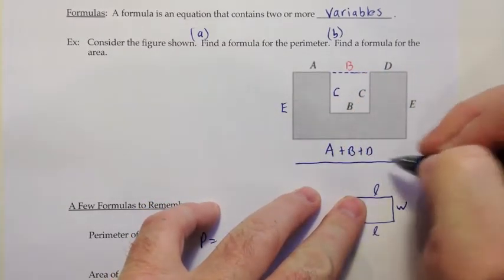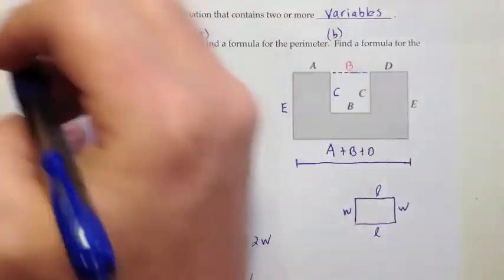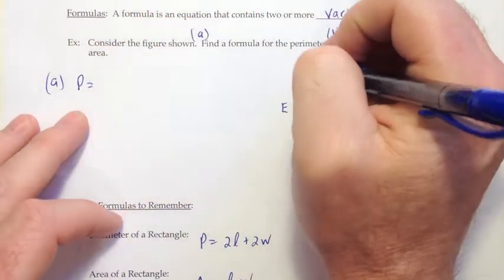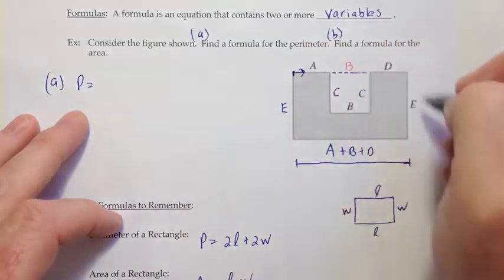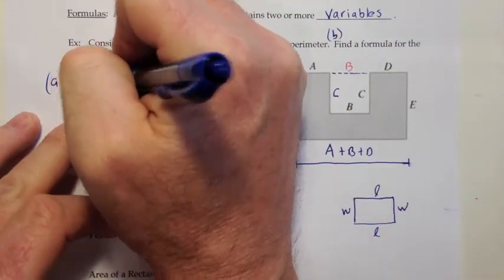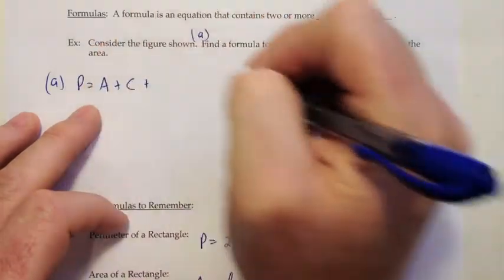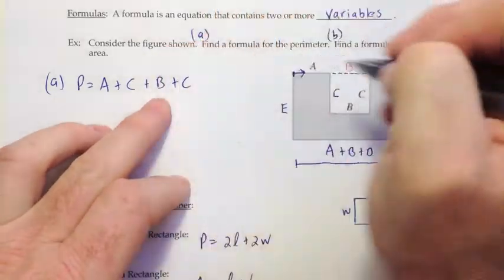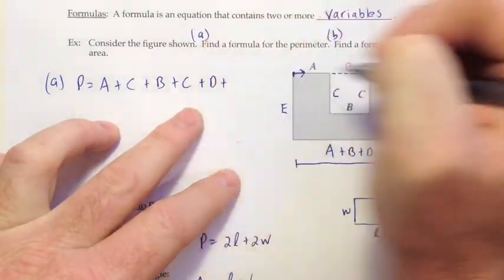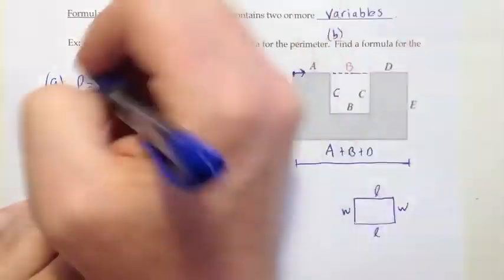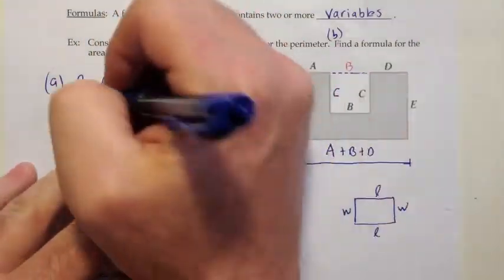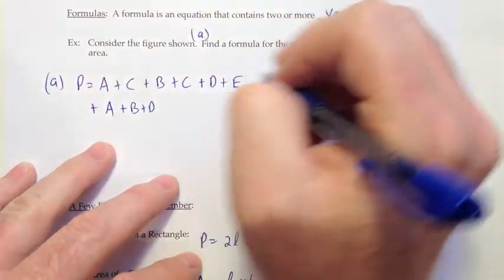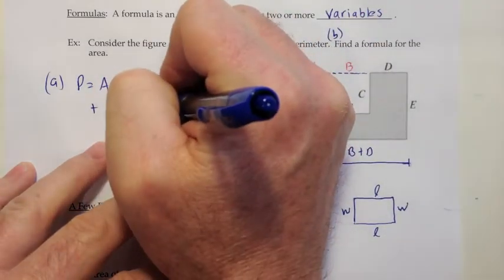Alright, so finding a formula for the perimeter, part A, the perimeter would be adding our way all the way around. So I'll just start here, head that way, go all the way around, adding up the sides. So the first side is A, and then I have C, and then across the bottom right there would be B, and then back up, C, across, D, down this edge would be E, extend this down a line, across the bottom, A plus B plus D, and then finally back up the left-hand side to finish the loop right there, so plus E.